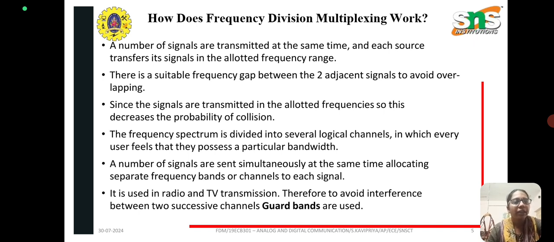The frequency spectrum is divided into several logical channels, in which every user feels that they possess a particular bandwidth. A number of signals are sent simultaneously, allocating separate frequency bands or channels to each signal. It is used in radio and TV transmission. Therefore, to avoid interference between two successive channels, guard bands are also used.